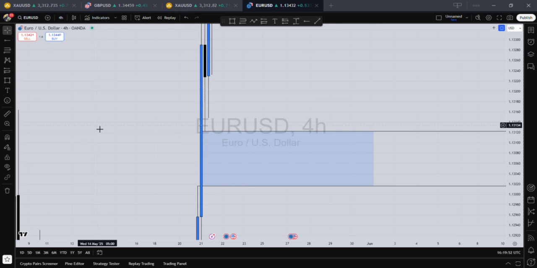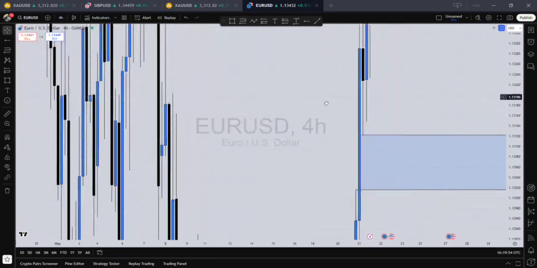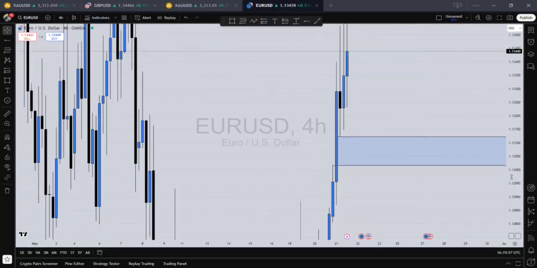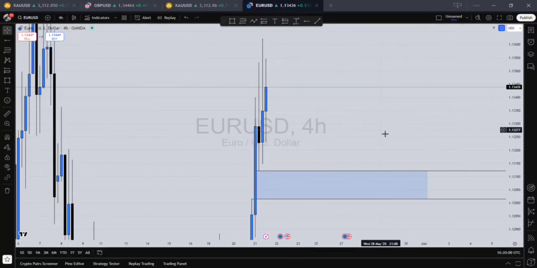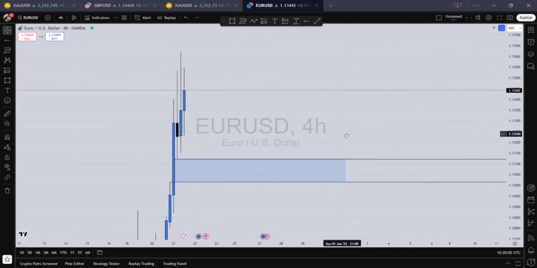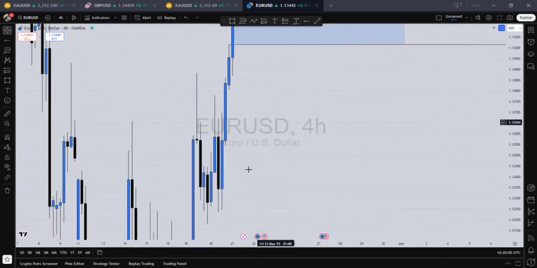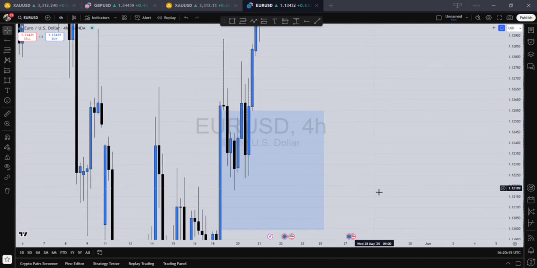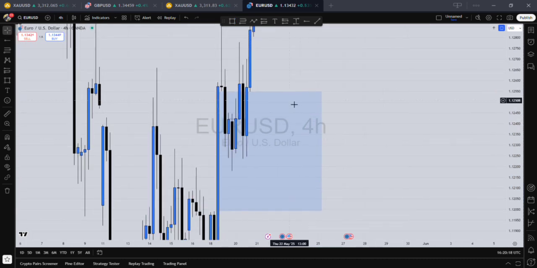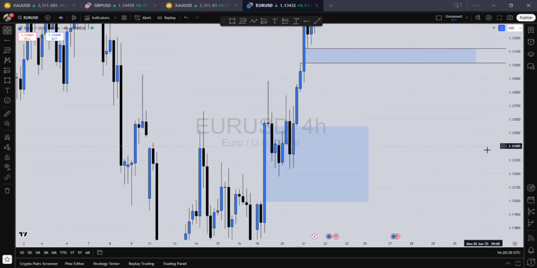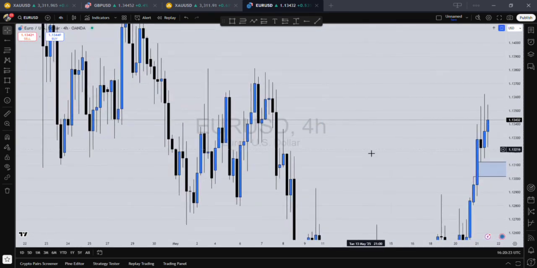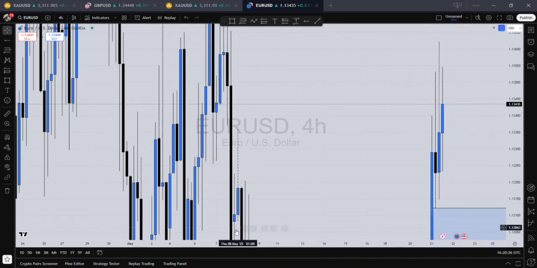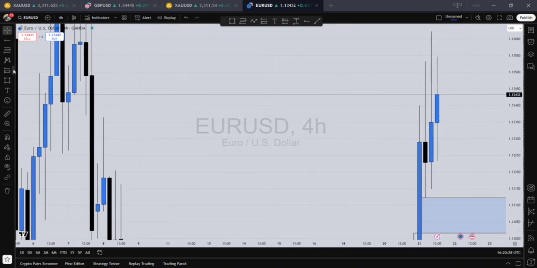Okay, and I said these fair value gaps can be used as demand or supply zone. They can be used as demand, they can be used as supply. Used as demand in the sense that if price is buying, it can come back into the fair value gap to use it as a buy entry, as a buy point of interest. Using it as supply, price can come back into the fair value gap to use it for sell continuation.